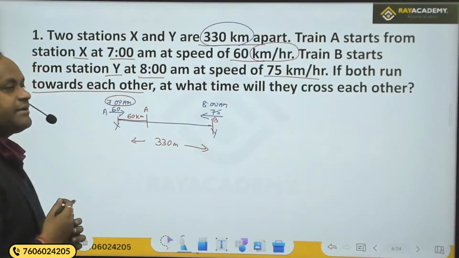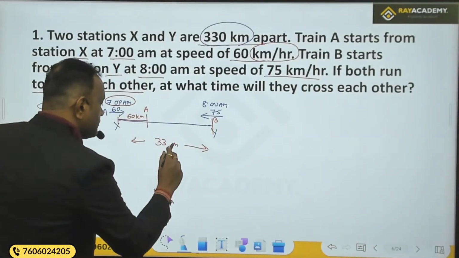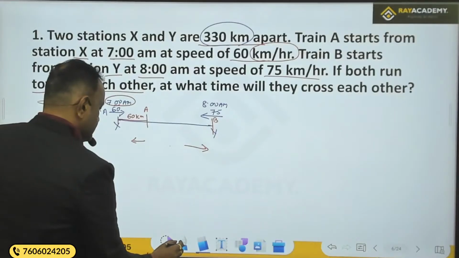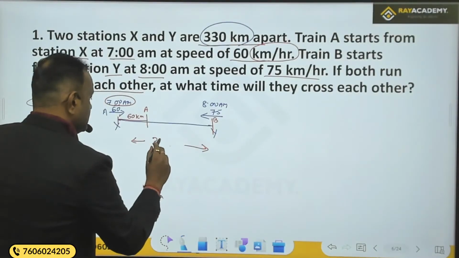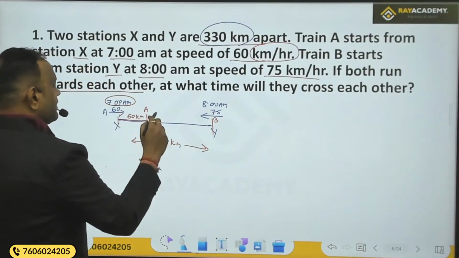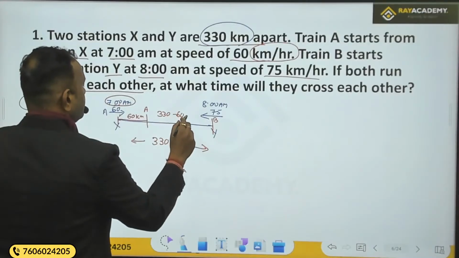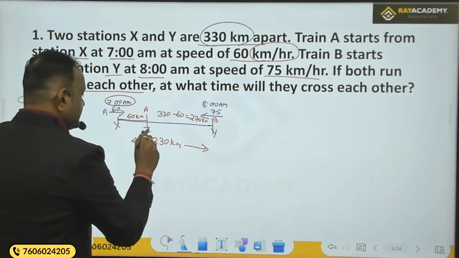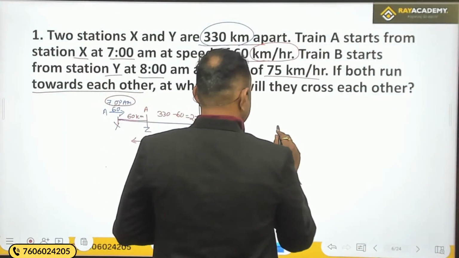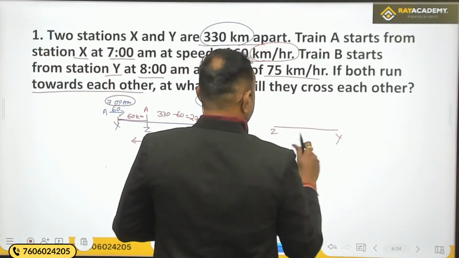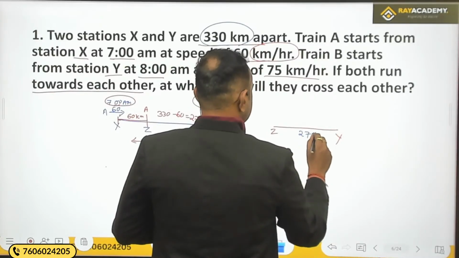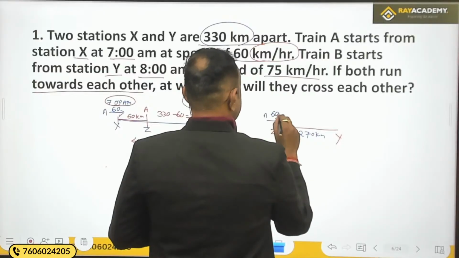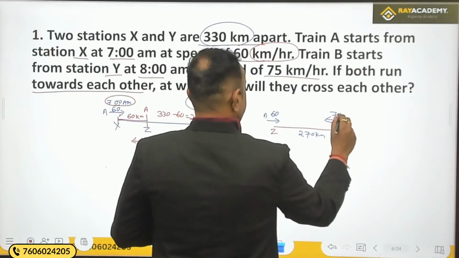The total distance was 330 kilometers. Train A's speed is 60, so in 1 hour it travels 60 kilometers. So this is the position of train A. The remaining distance is 330 minus 60, which is 270 kilometers, right? Let us draw it here: it is 270 kilometers, train A is going at a speed of 60, and train B is going at a speed of 75.